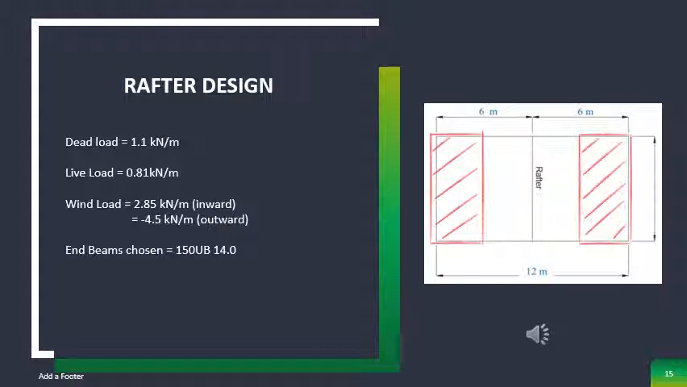The same process was followed with the revised calculations to calculate the end rafters, with the dead load being 1.1 kilonewtons per meter, live load 0.81 kilonewtons per meter, wind load 2.85 kilonewtons per meter inward and negative 4.5 kilonewtons per meter outward. The end beam chosen was 150 UB 14.0 and was proven safe.